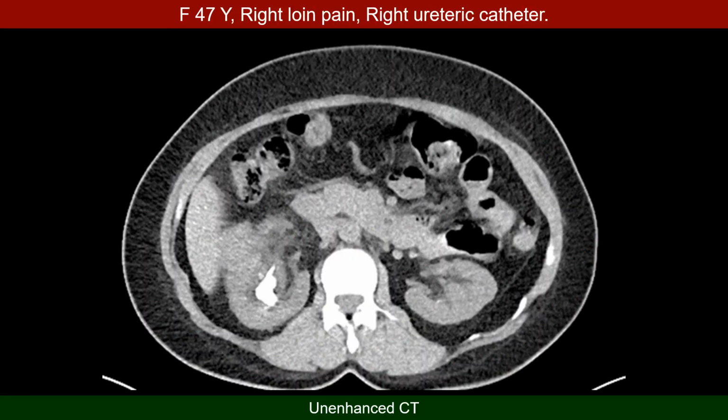Our next case is a female with a right loin pain and history of right ureteric catheter some time ago.